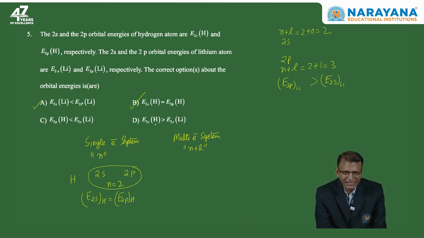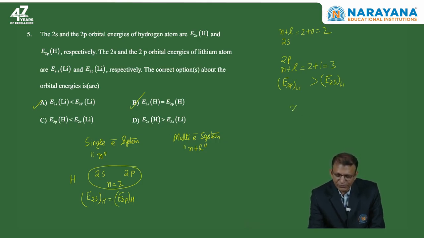Moving to options C and D, again if we compare the hydrogen atom and lithium atom, we know that as the atomic number Z increases, the value of Z effective is going to increase. So if we take the same orbital, that is 2s, we compare the energy of the 2s orbital in the hydrogen atom, where the value of Z is equal to 1, with the energy of 2s in the lithium atom, where the value of Z is equal to 3.